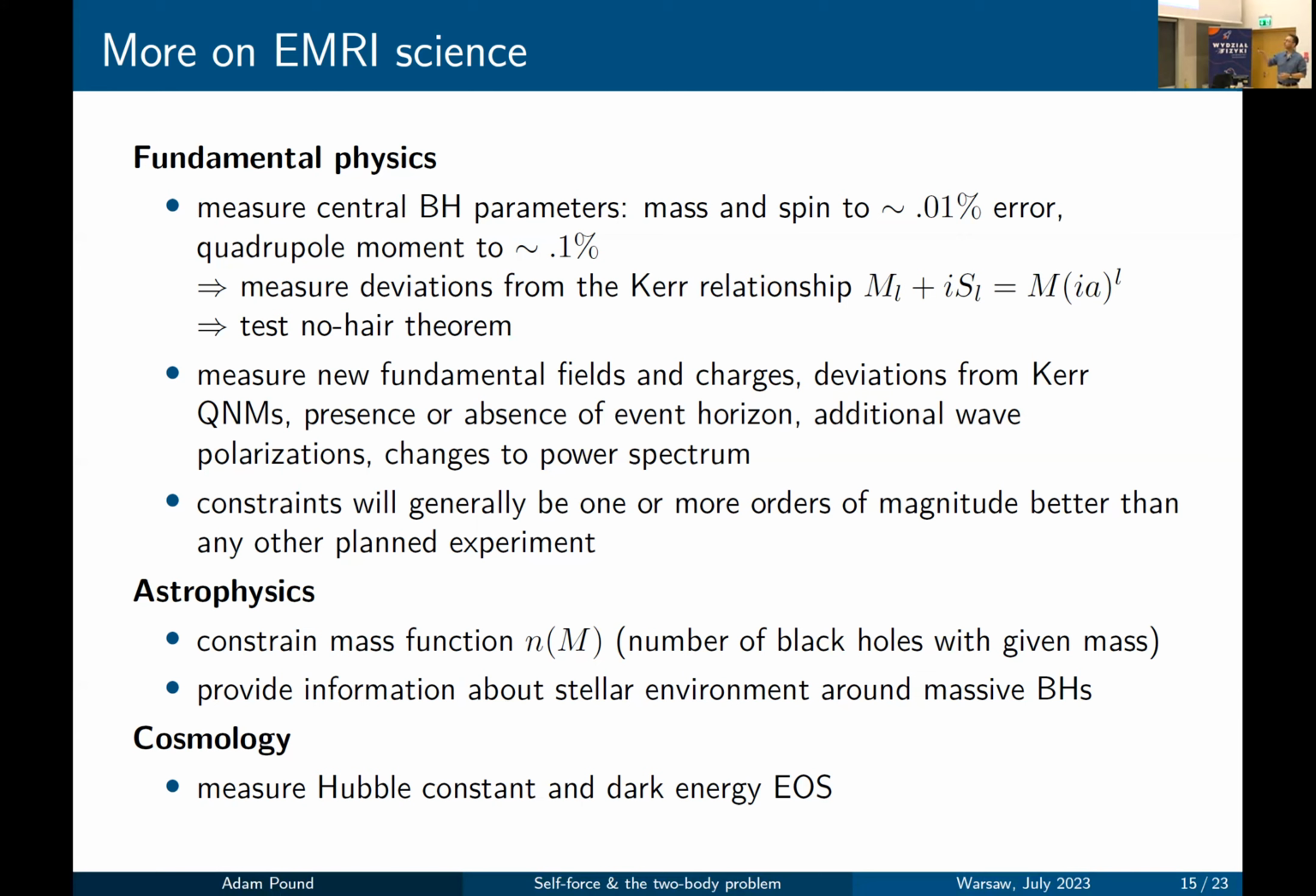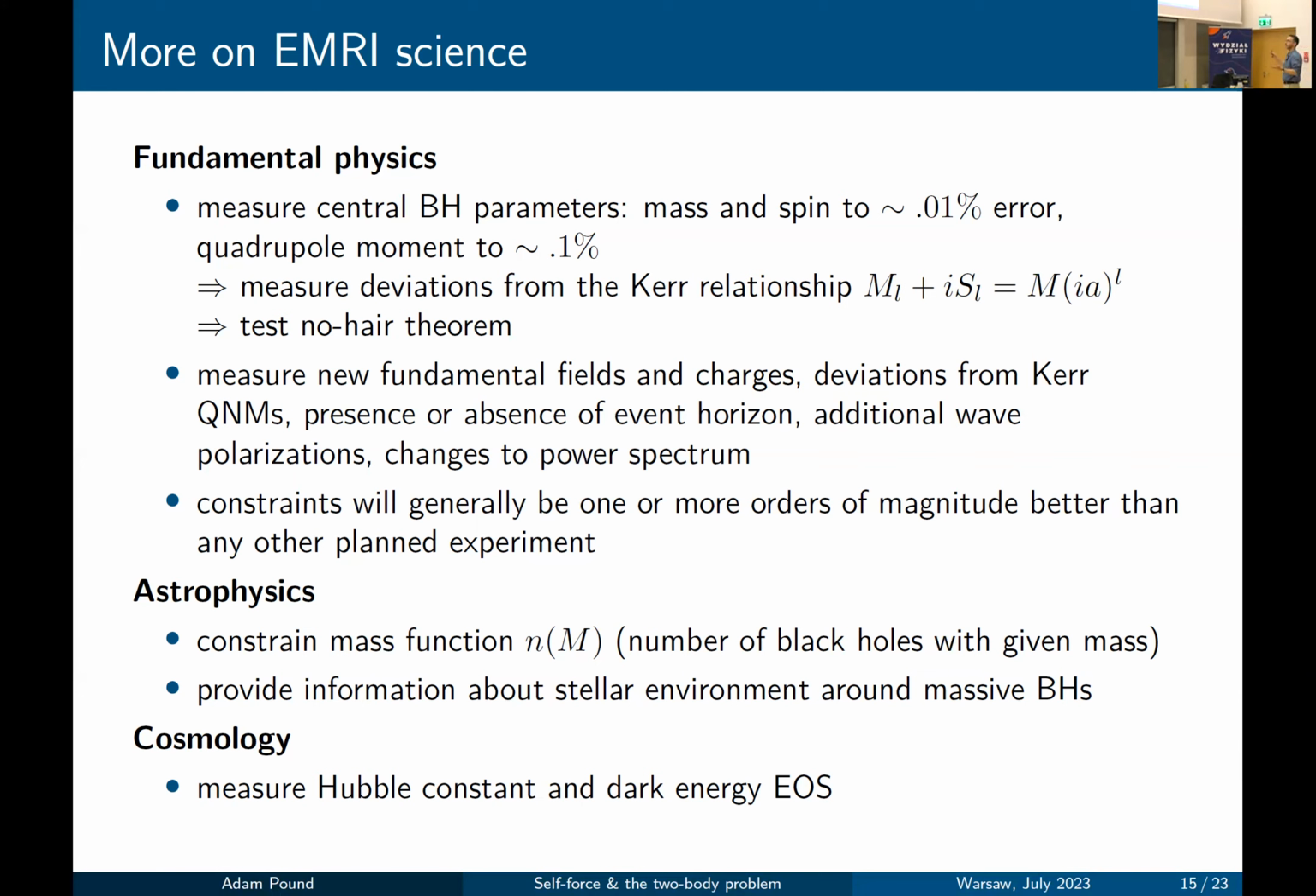And these kinds of tests will typically be more precise than any other planned experiment. Of course, it depends on the very specific test you're trying to do. Massive black hole binaries will also give you incredibly precise measurements, but usually of slightly different things. And it's still unclear which will give us the best constraints on violations of GR. Okay, that's all fundamental physics.